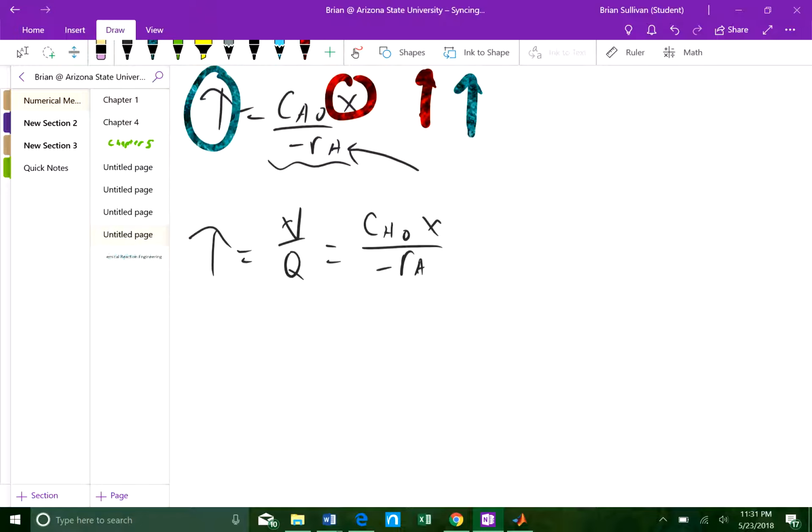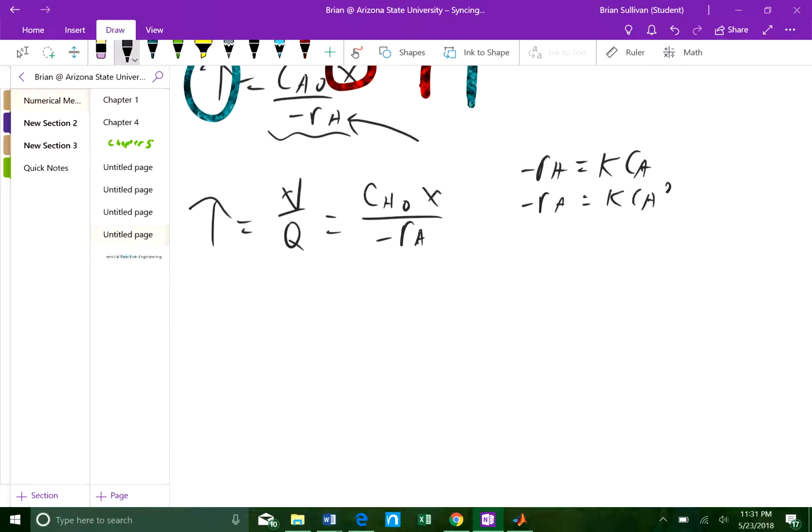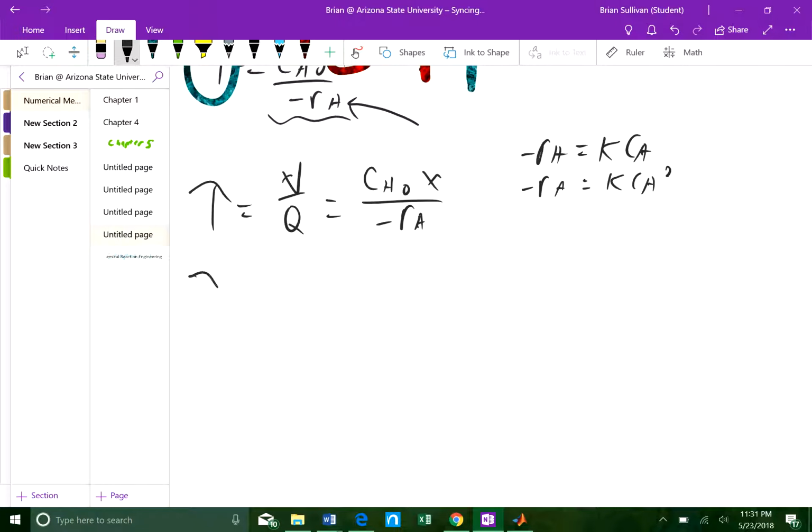So you look at it, and you have to figure out what type of reaction order you have, for -rA = kC_A: first order, second order, etc. So the Damkohler number is a little bit different for first order than it is for second order. So let's use first order first.